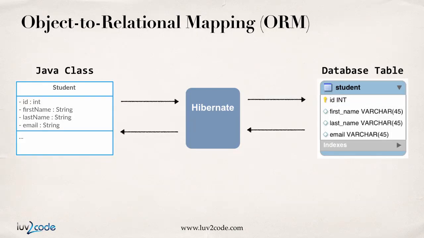So here's the diagram here with the object to relational mapping, or ORM. On the far left, we have a Java class for a student, and it has fields for the ID, first name, last name, and email. And we want to take this class and map it to a database table over on the far right. So we have this database table called student, and it has an ID, first underscore name, last underscore name, and also an email address. So we somehow need to tell Hibernate how to map this class to the actual table and also how to map fields to the actual columns. And that's where we come into the whole mapping aspect of it.